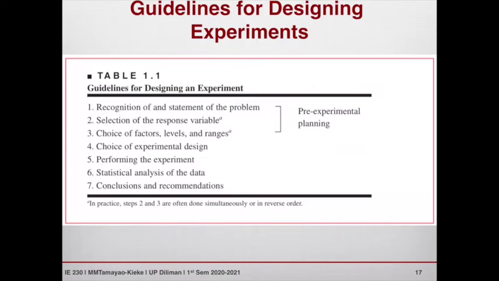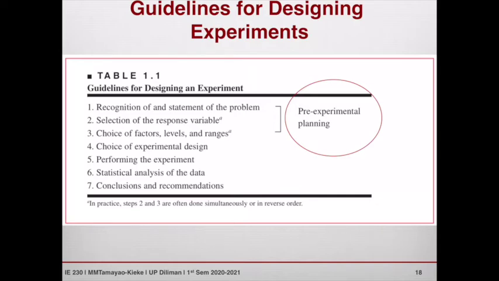These first 3 are steps conducted before the actual experiment is performed. These are steps during the pre-experimental planning phase. This phase is very important and must be given a lot of thought and effort. Experimental success relies heavily on how well pre-experimental planning is done.